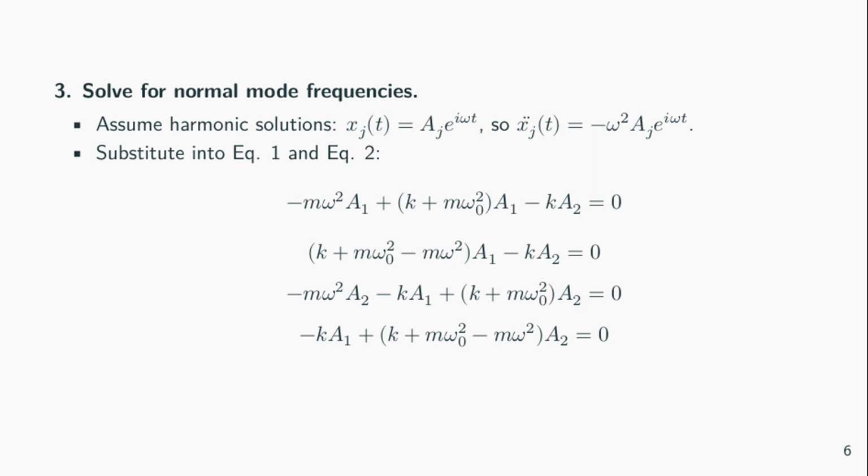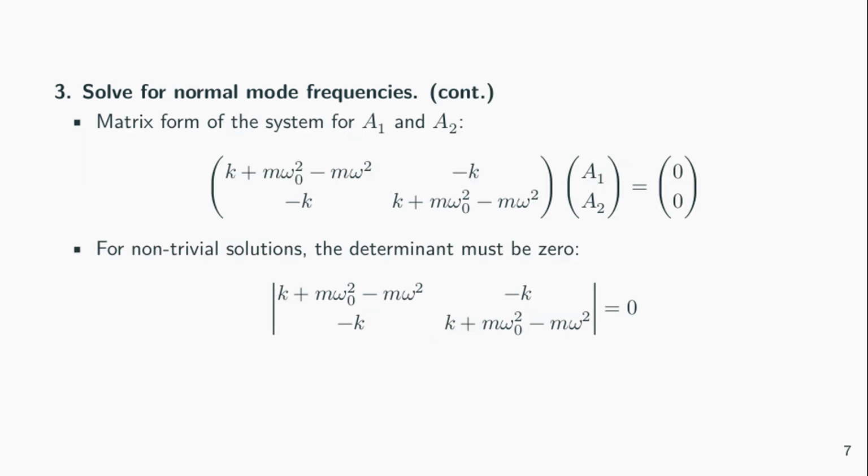minus K a2 equals 0. Substituting into equation 2: m times minus omega squared a2 minus K a1 plus the quantity (K plus m omega 0 squared) times a2 equals 0. Rearranging this: minus K a1 plus the quantity (K plus m omega 0 squared minus m omega squared) all times a2 equals 0. We now have a system of two linear homogeneous algebraic equations for the amplitudes a1 and a2.